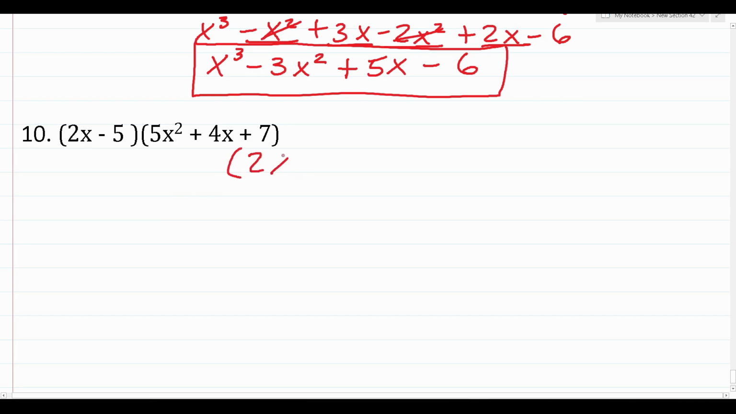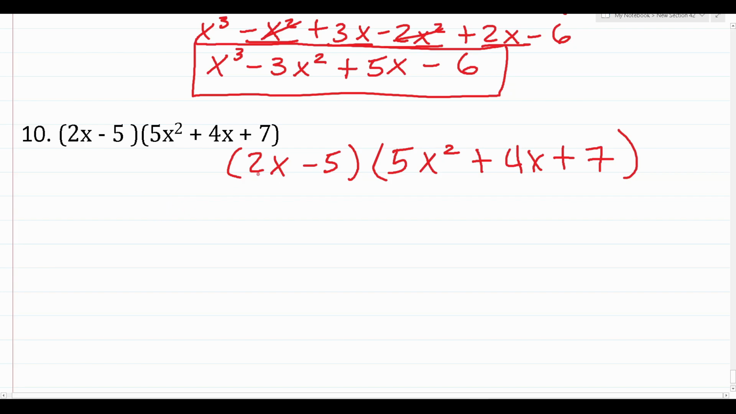Again, we have 2x minus 5 times 5x squared plus 4x plus 7. Again, we're going to use the distributive property, which means we're going to take this first term and multiply it by all these terms. And we're going to come back and take this second term and multiply it by all these terms. I know I've been drawing lines in an effort to show you how to do that, but again, I'm working this one out as if I was taking the test.